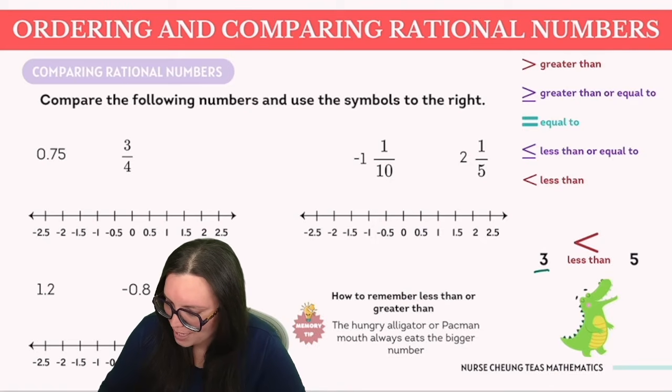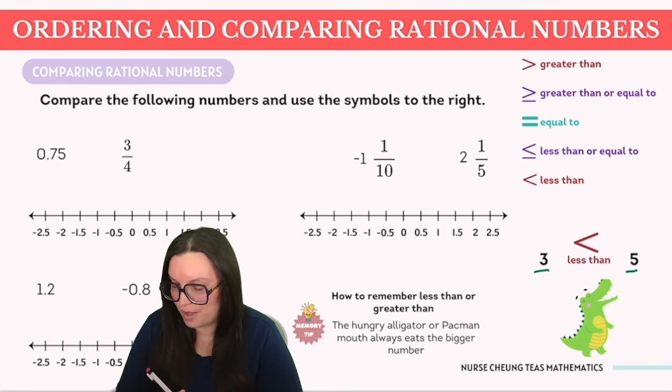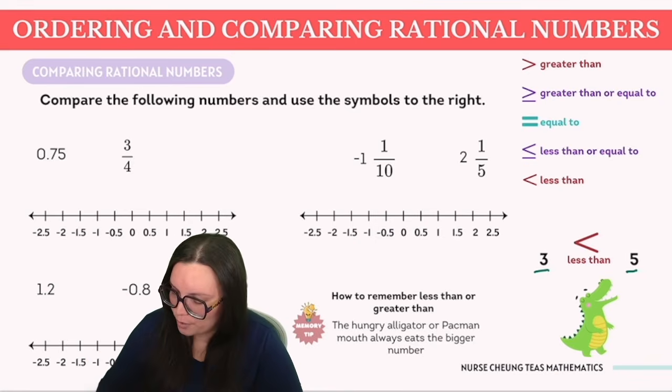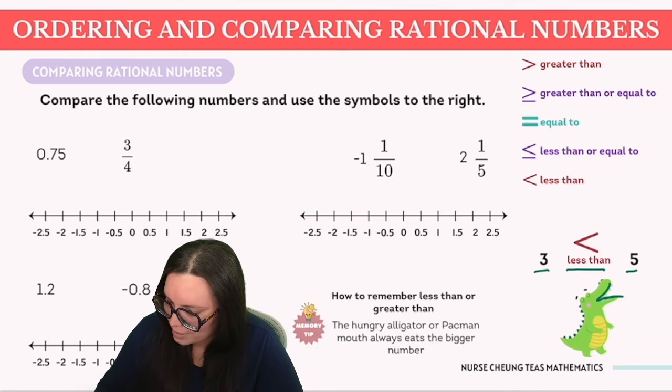So we have 3 and we have 5 here as an example. So is 3 greater than 5? Absolutely not, right? 3 is less than 5. So our little gator here is wanting to eat that number 5 because it's very hungry. So we're going to use the less than sign, right? His mouth is going towards the higher number.